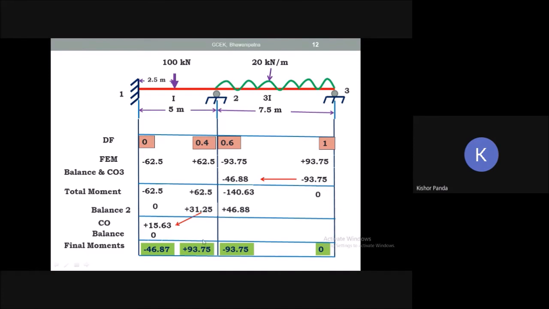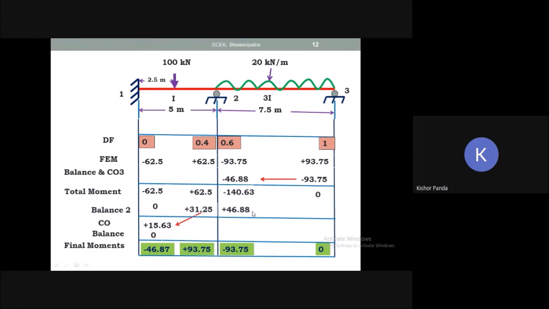Then what is the next step? Then you have to go for the carryover. Here you take carryover of half the moment, and here you take carryover of half the moment. But on this side the carryover is not required, because for joint 3, the moment you got here is 0. Already after balancing joint 3, you got the moment at the simply supported end as 0. So here no need to take the carryover.